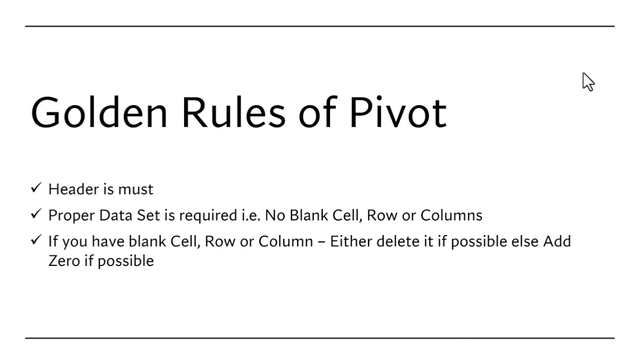The first rule is I cannot have a blank header in my data set. A proper data set is required to build a pivot table, which means we should not have a blank cell, row or column. Unfortunately, we sometimes won't get such data, or most of the time we won't. If that is the case, and you're allowed to change the dimension of the data set, you can delete those cells, rows and columns which you don't want. In some situations, we can also add a 0 wherever possible if you are not allowed to delete from the data set. So these are the 3 rules that I have to follow.